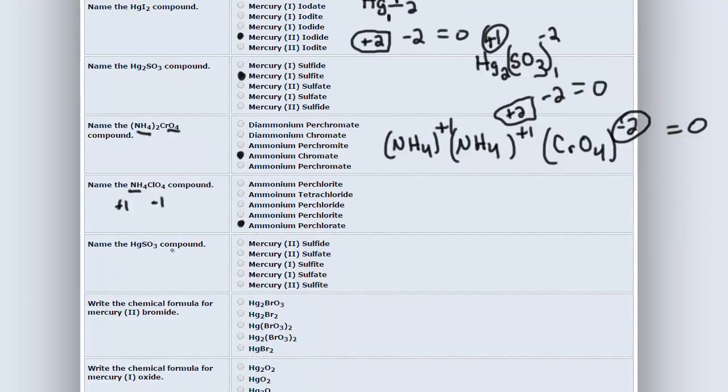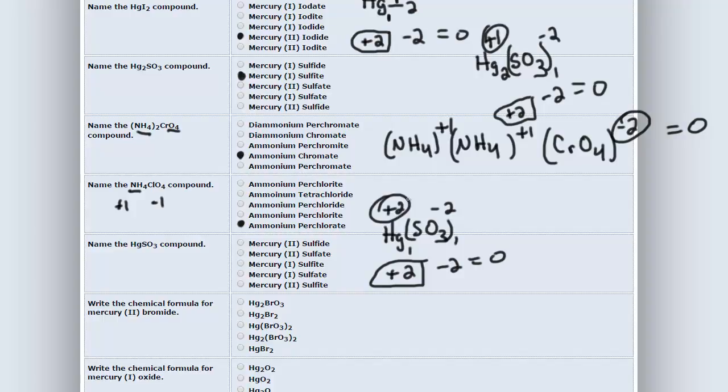Name the HgSO3 compound. So we have HgSO3. SO3 again is sulfite. It's a -2 charge. -2 times 1 is -2. A +2 makes that statement true. We have one of these mercuries, so this must be a +2 charge. Mercury 2 sulfite. Mercury 2 sulfite.